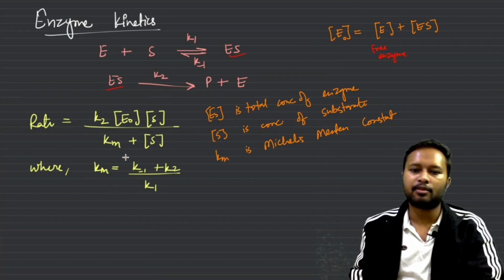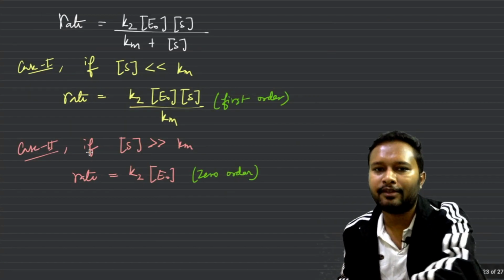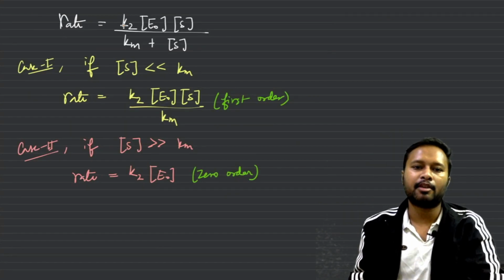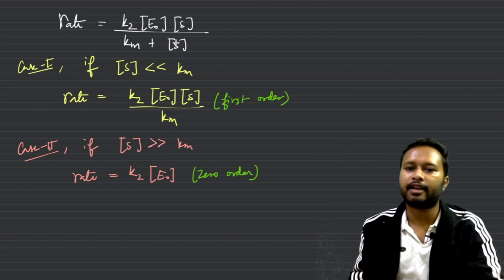So here Km is your Michaelis Menten constant and it's given as (k-1 plus k2) upon k1. Now you should know this expression. This expression is going to help you a lot to solve many things. So rate will be equal to k2 E0 into S upon Km plus S. Now if you have very less substrate concentration, in that particular case you can just neglect that from the denominator.